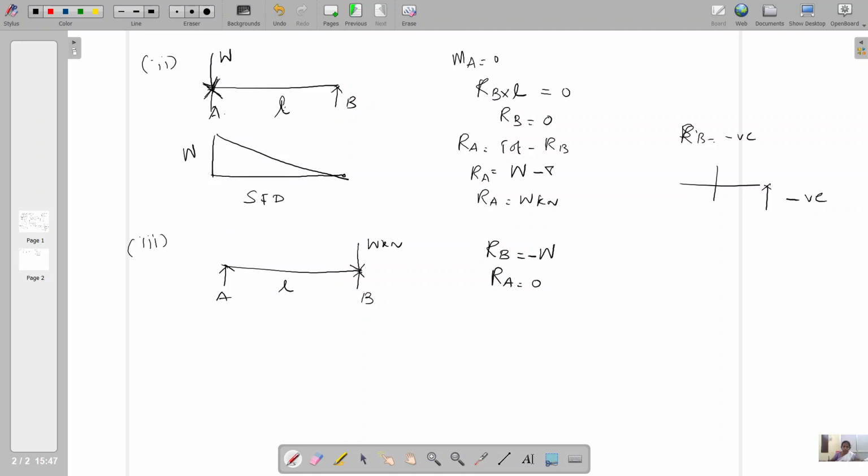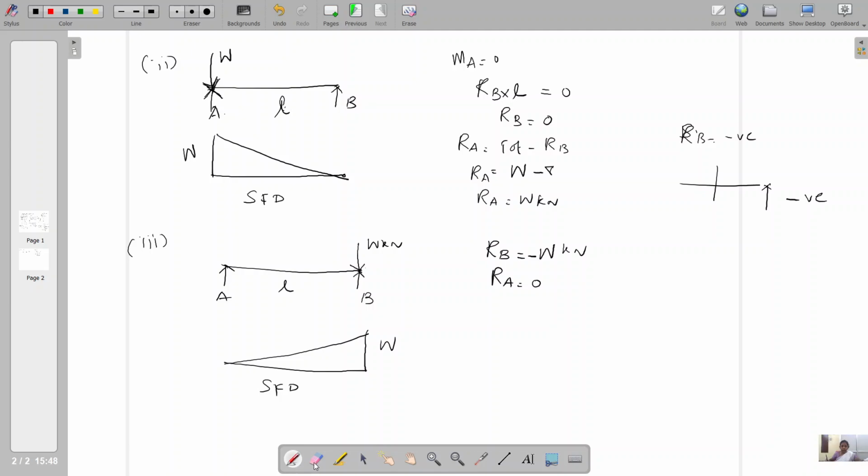While you're taking moment about B, RA into L, and there is no load in the span, so RA equal to 0. RB equal to the total load, and also the direction of RB is on the right side. So right side down is positive, but RB is on upward side, so it is minus W kilonewton. In this case, if you draw the shear force diagram, RB is W, RA equal to 0. So this is the SFD.